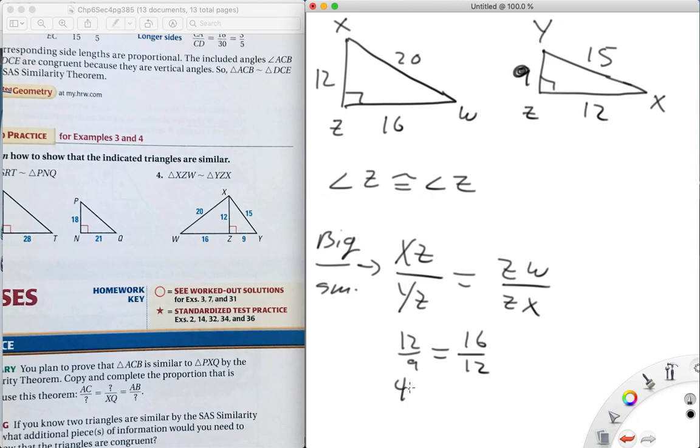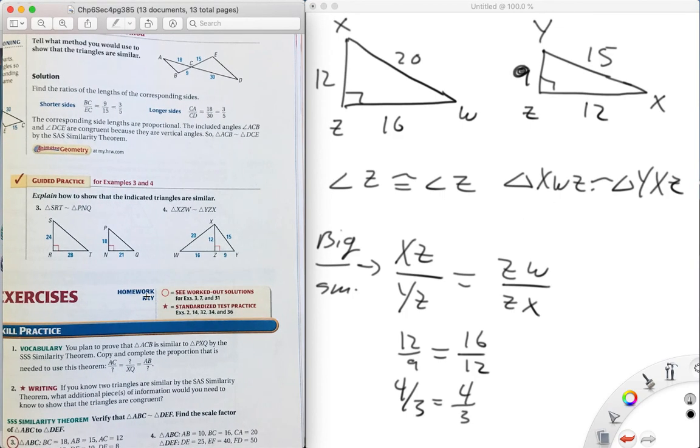12 over 9 is 4/3 again. That's interesting. 16 over 12 is also 4/3, so they are proportional. So the two included sides are proportional. The included angles are congruent. Therefore, they are similar. Triangle XWZ is similar to triangle YXZ. And they're similar because of side angle side similarity.